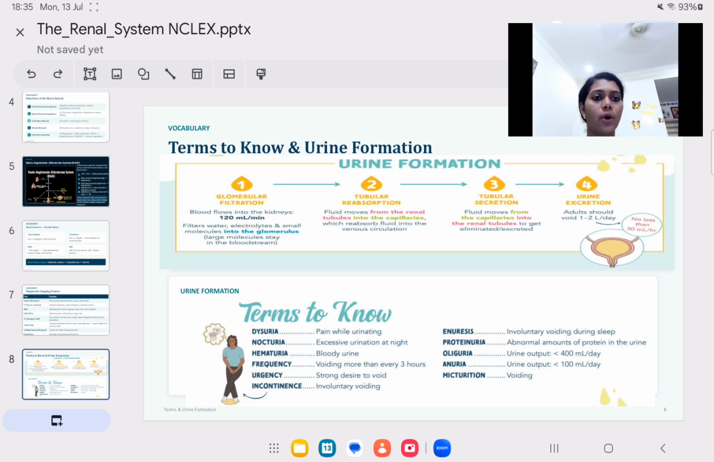Oliguria means the amount of urine is decreased to less than 400 ml per day. The total urine output will be less than 400 ml, so we call it oliguria. And anuria means absence of urine, or the urine output will be less than 100 ml per day. In one day, the patient is producing only 100 ml. And micturition means voiding.